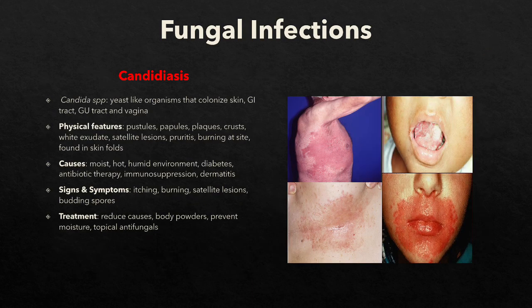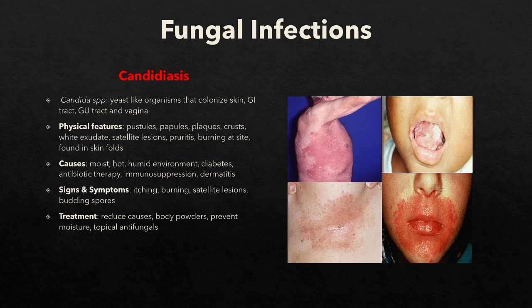Another common fungal infection is candidiasis. This is a yeast-like organism that colonizes the skin, GI tract, GU tract, and vagina. Physical features include pustules, papules, plaques, crusts with white exudate, satellite lesions, pruritus, burning at the site, and are found usually in the skin folds.